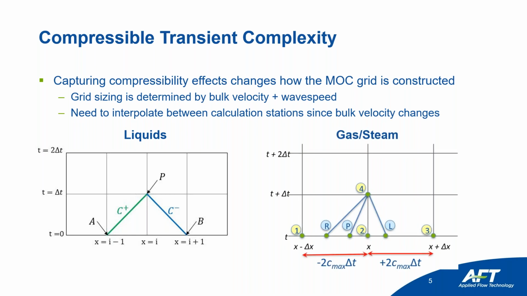But working with gases, it's necessary to interpolate results from points in between stations, and the spacing between stations and the time step size are affected by the current factor, which relates to the maximum Mach number in the system, and to the sonic velocity at the maximum temperature. So that's that plus or minus 2C max delta T that you're seeing here.